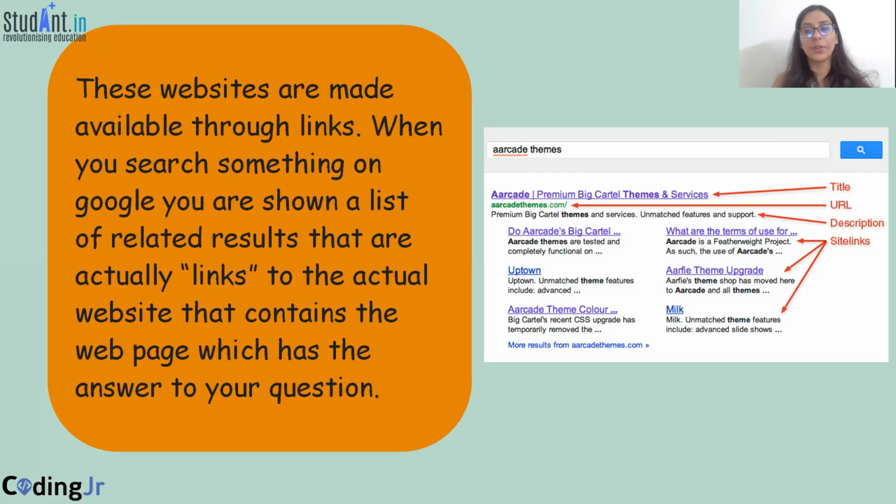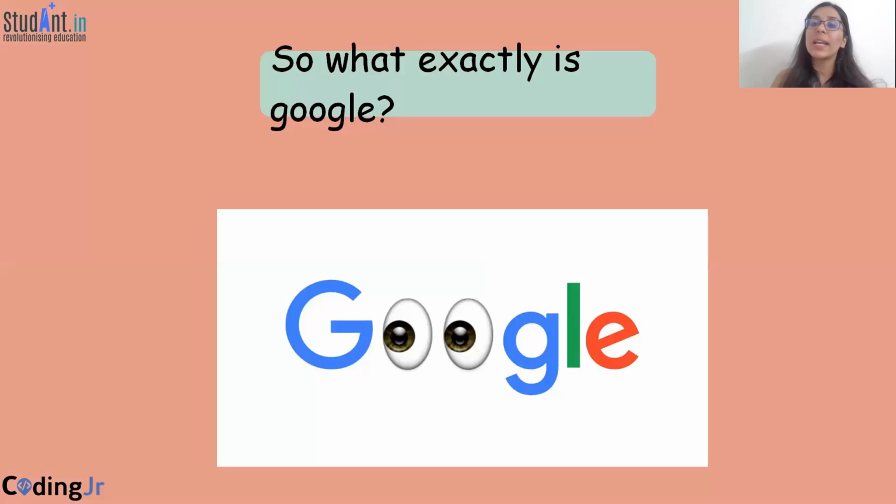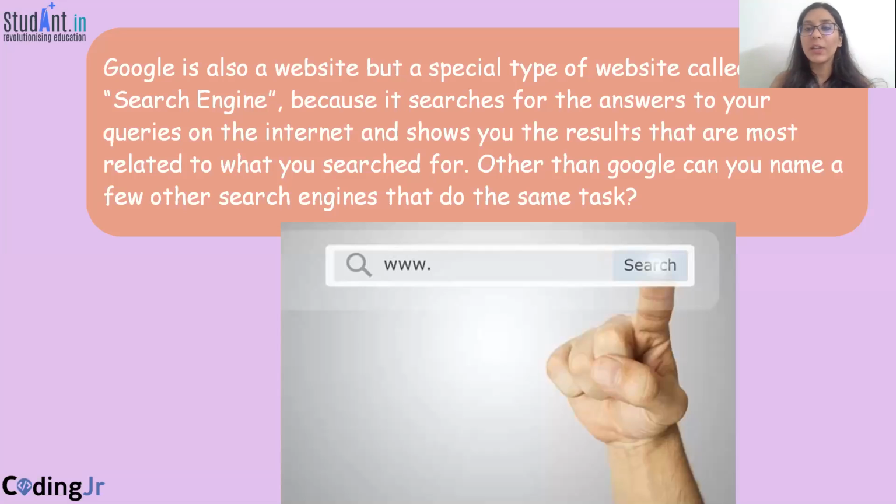Okay, good. The next is, what exactly is Google? I told you, we search everything on Google, we search everything on the internet, but we never give it a thought that what actually is Google. Now, Google is also just like a website, but Google is a special type of website that is called the search engine. Here comes a new word. We learn more about it.